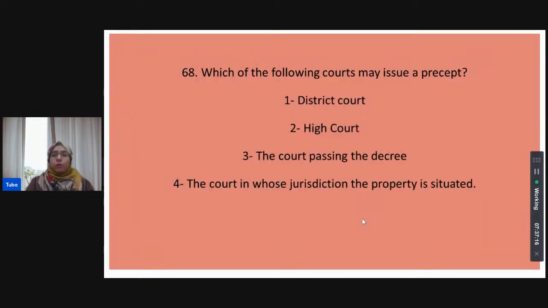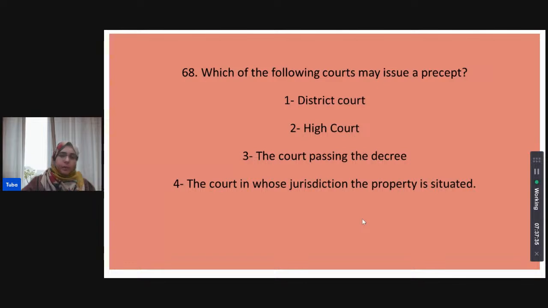Which of the following courts may issue a precept? The concept of precepts is very well known to us under CPC, but which court may issue it? Is it issuable by a district court, the High Court, or any court which is passing the decree, or the court in whose jurisdiction the property is situated?